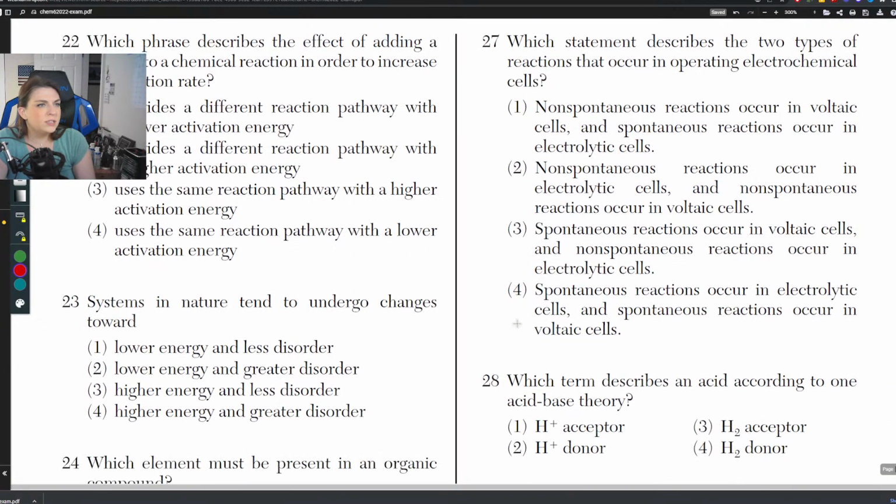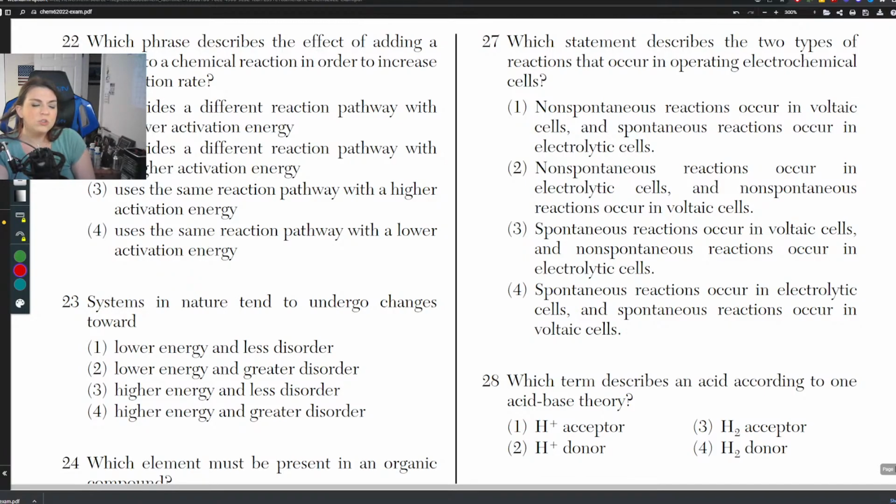22. Which phrase describes the effect of adding a catalyst to a chemical reaction in order to increase the reaction rate? It is number 1. It's kind of just the definition of a catalyst. It's going to provide a different or an alternate reaction pathway, is what they like to use a lot. That's fancy science for it gives the reaction a shortcut, and with that shortcut, it's going to take less energy for the reaction to start off. So that activation energy is going to decrease. It makes it easier.